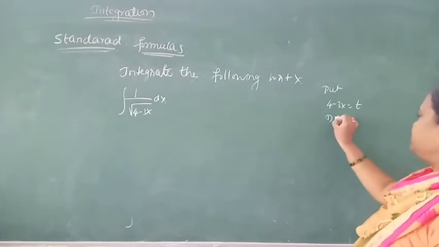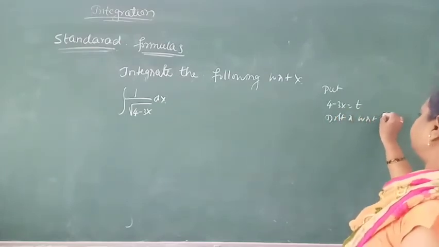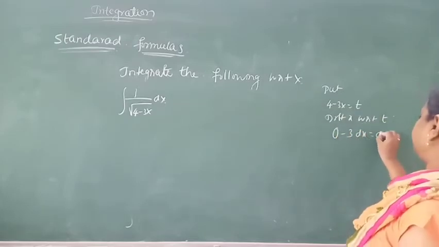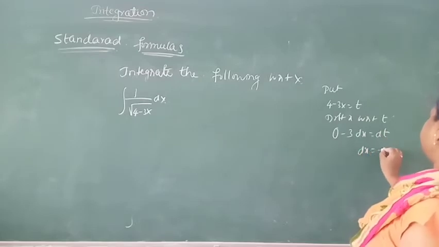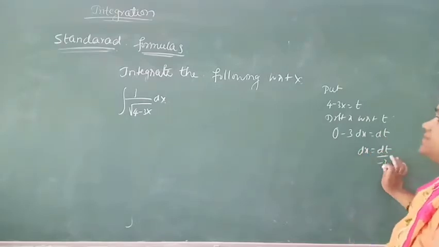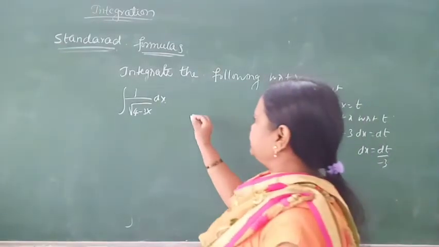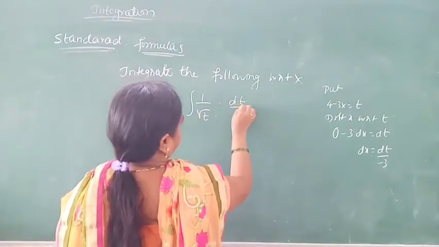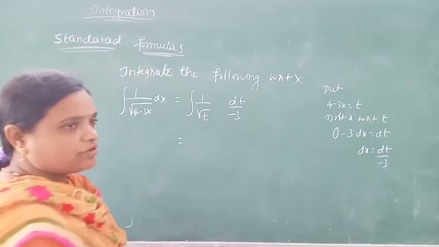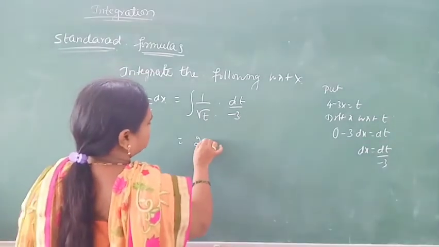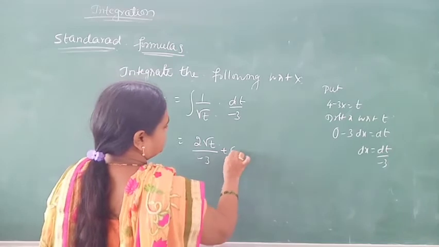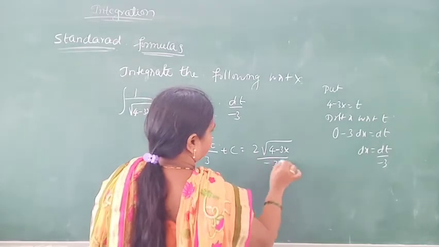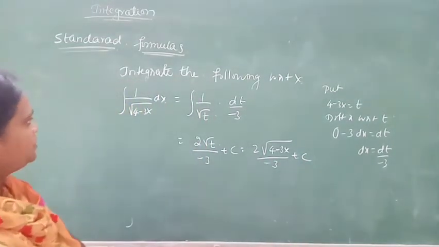Differentiate with respect to x: 4 is constant, so 0, minus 3 x differential is minus 3, so dt equals minus 3 dx, dx is dt by minus 3. Correct. Therefore, we can write this one as integration of 1 by root t dt by minus 3. And we know that integration of 1 by root t is 2 root t, so we get 2 root t by minus 3 plus c. For t we have to substitute 4 minus 3x. This is how we can calculate.